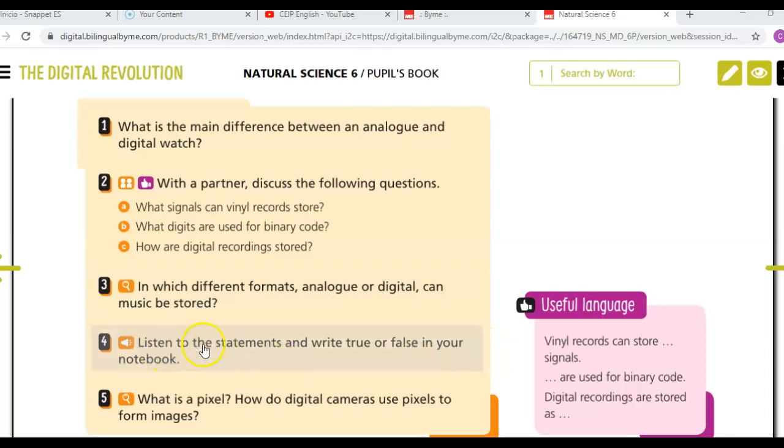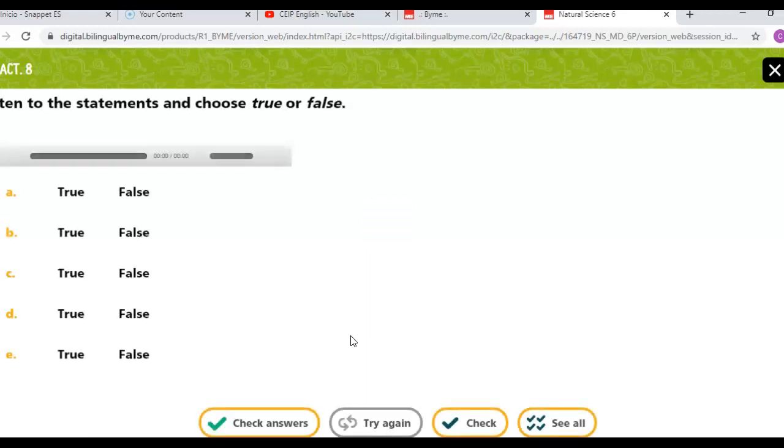Then exercise number 4: listen to the statements and write true or false in your notebook. This is a listening, so you have to listen carefully and then write down the answers in your notebook. It's taking its time. Okay, here we are.